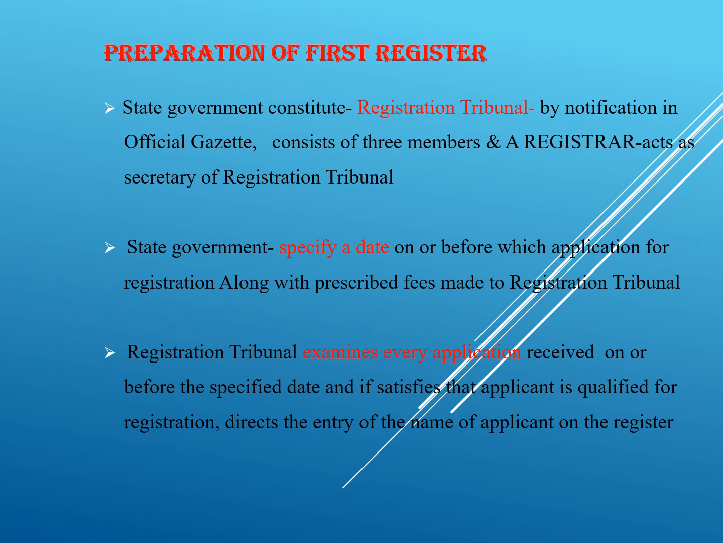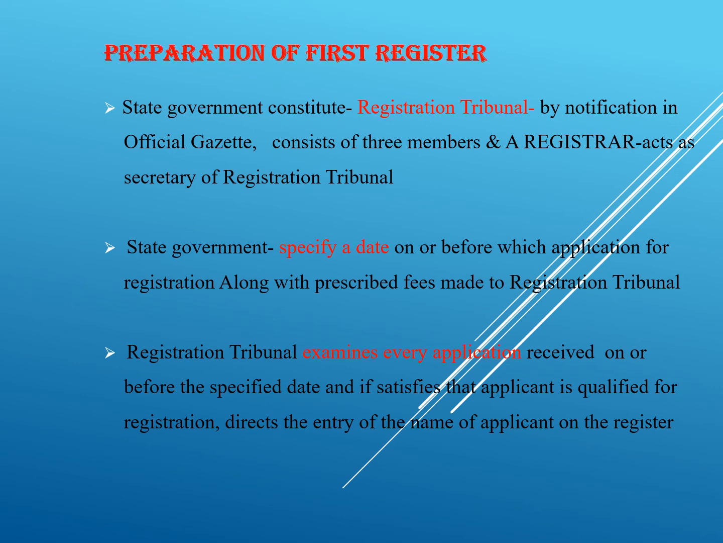Then we will see preparation of first register. State government constitutes a registration tribunal by notification in the official gazette, consisting of 3 members, and a registrar acts as a secretary of the registration tribunal. State government specifies a date on or before which application for registration along with prescribed fee is made to the registration tribunal.